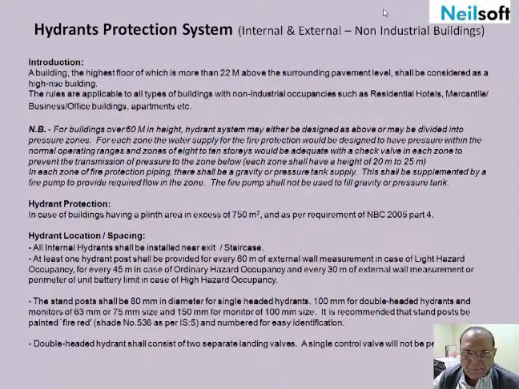This slide explains the hydrant protection system for internal and external for non-industrial buildings. This we had discussed earlier also, and here also the broad guidelines remain the same. That is, a building whose highest floor is more than 22 meters above the surrounding pavement level shall be considered a high-rise building, although NBC says 15 meters. The rules are applicable to all types of buildings with non-industrial occupancies, such as residential, hotel, mercantile, business, office, etc.